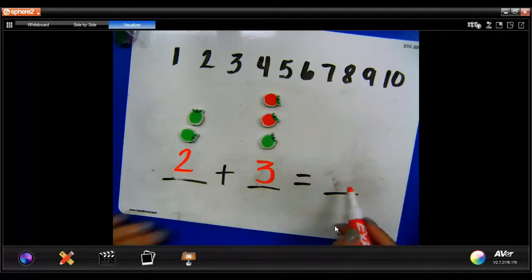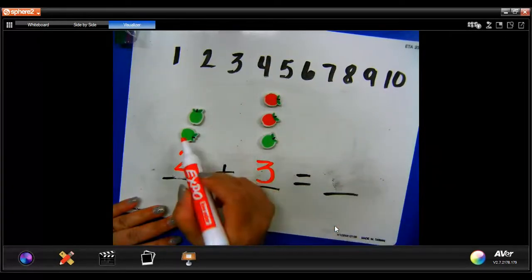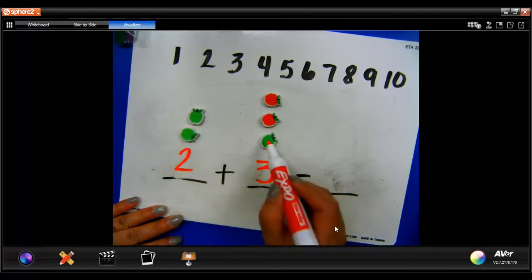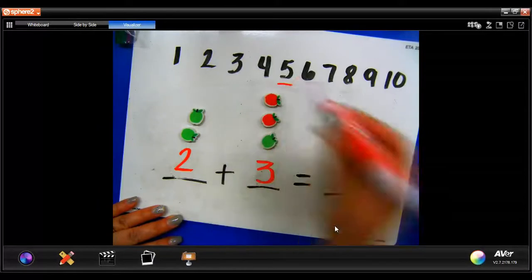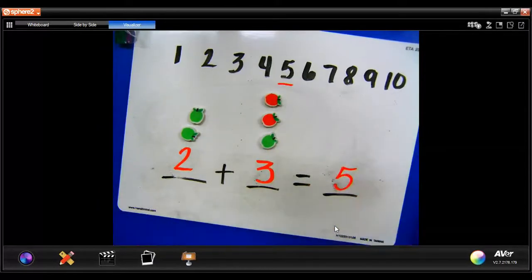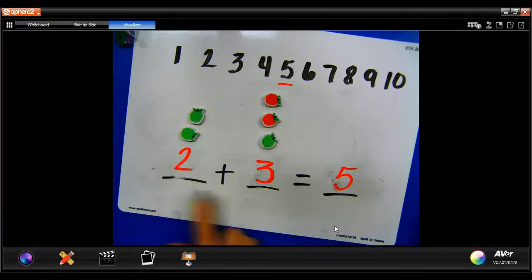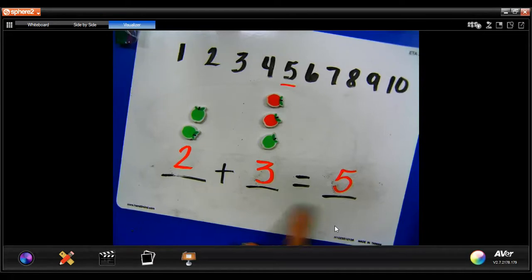So now we're going to count them all together and put the answer here. 1, 2, 3, 4, 5. So we're going to write it here. All right, so now we're going to read our addition sentence. Ready? 2 plus 3 equals 5.